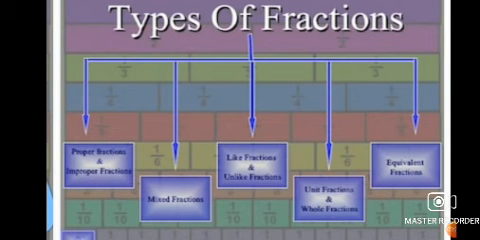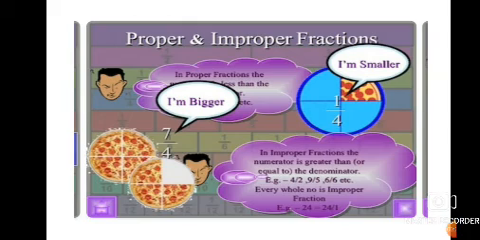Now there are different kinds of fractions: proper and improper, mixed, like and unlike, unit and whole, and equivalent fractions. So let's talk about proper and improper fractions. In an improper fraction, the numerator is greater than the denominator. For example, 4 over 2. Here, the numerator is greater than the denominator. 9 over 5. Or if the numerator is equivalent to the denominator.